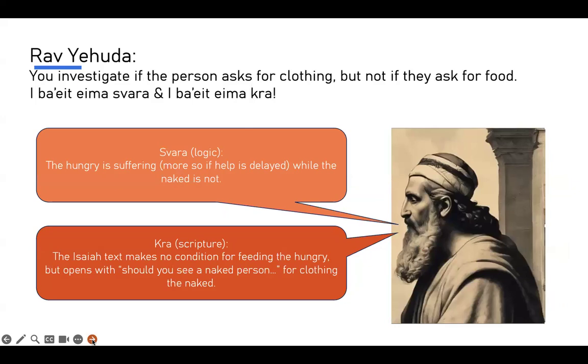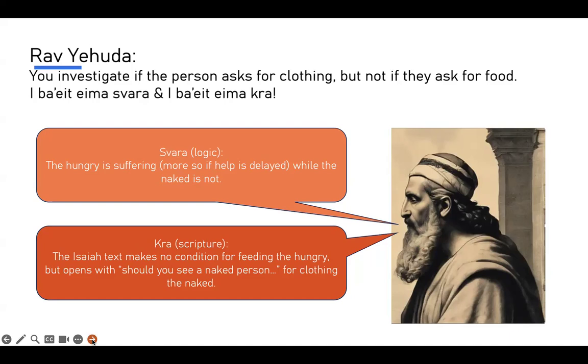Here's Rav Yehuda, who holds the opposite view. Rav Yehuda believes that you have to investigate if the person is asking for clothing, but not if they ask for food. And again, he says, Ibait ema svara ve'ibait ema kra. I can justify my position using logic, and I can also justify it, if you will, using scripture. Here is his svara explanation. He says the hungry is suffering, probably more so if the assistance is being delayed, while the naked is not.